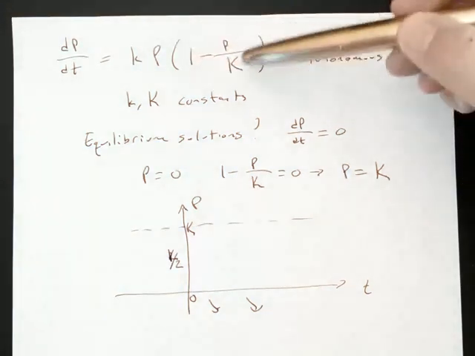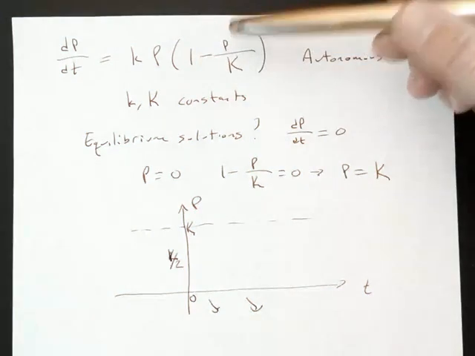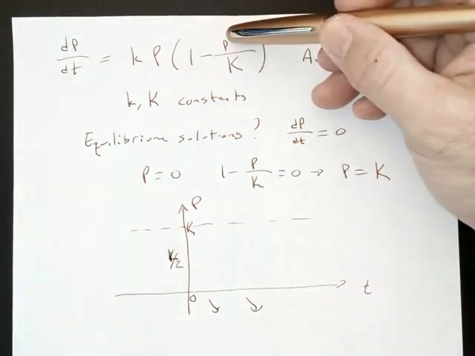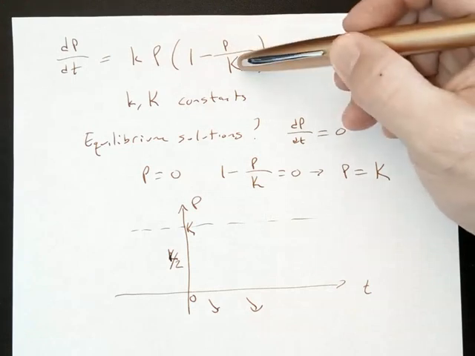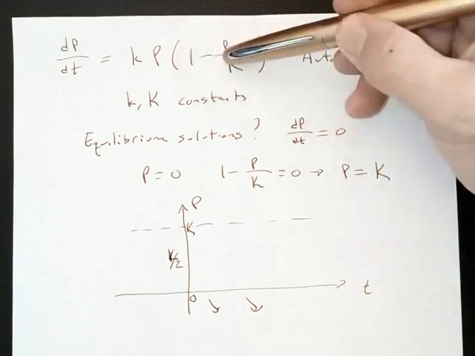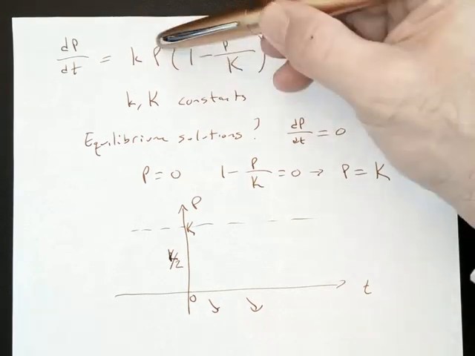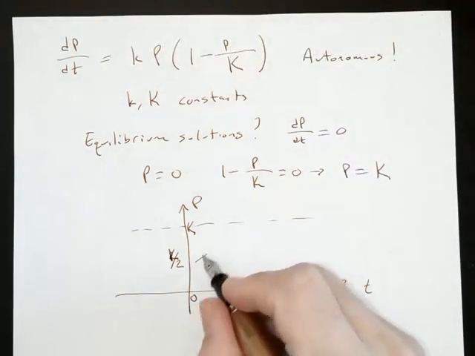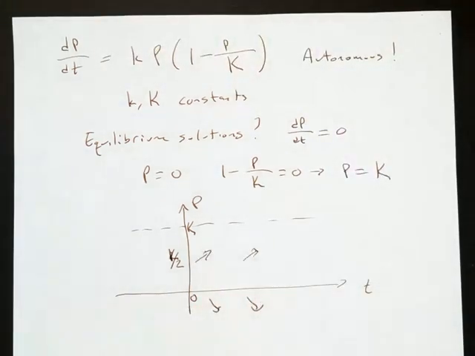K over 2 divided by K is going to be a half, isn't it? So this is 1 minus a half. This is positive 1/2. This is positive. This is positive. My slope is going up. That number is never 0 between 0 and K, which means it's got to be positive everywhere in there. Every arrow you draw in this strip must be going up.